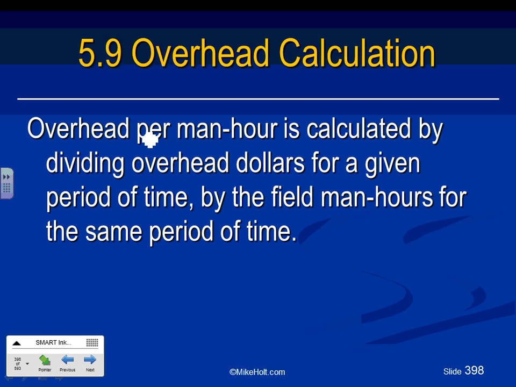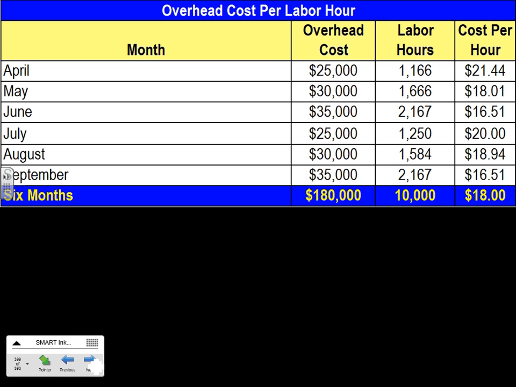Okay, overhead man hour is calculated by dividing overhead dollars for a given period of time by the field man hour. That's exactly how we found the job average, guys. So here's what they're saying. If you want to find the overhead, here's how much you did. This will be your shop average. Then you allocate exactly the same amount of dollars as your shop average as your overhead. So basically, your overhead is $18 as well per man hour or per person hour.